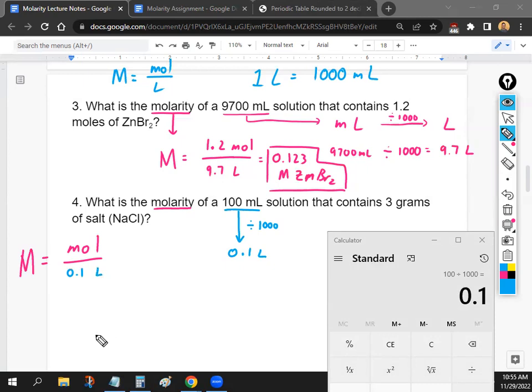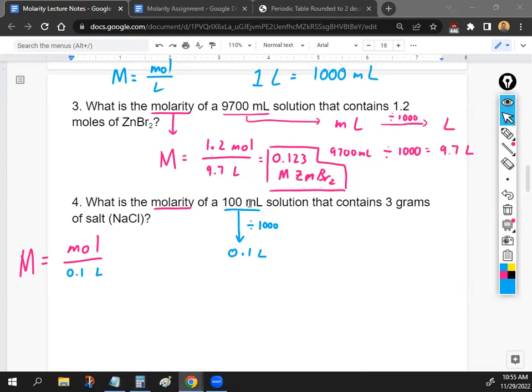Okay, so far so good. Okay, so now that we fixed the milliliters, let's go on to the next part. It's saying that it contains 3 grams of salt, and it gives you the chemical formula. Okay, so now we have a problem because we have our number in grams, right? But we need it in moles to find molarity.